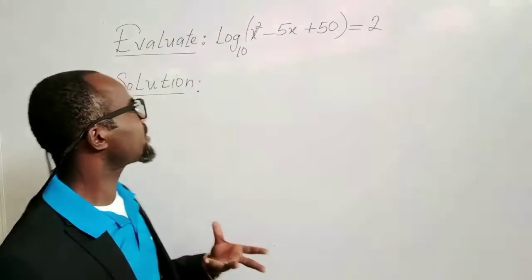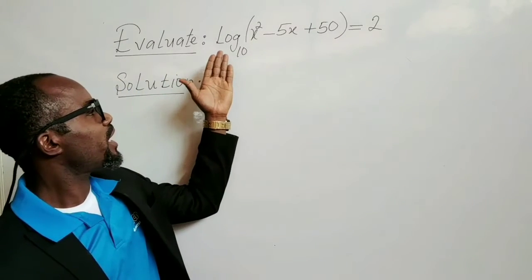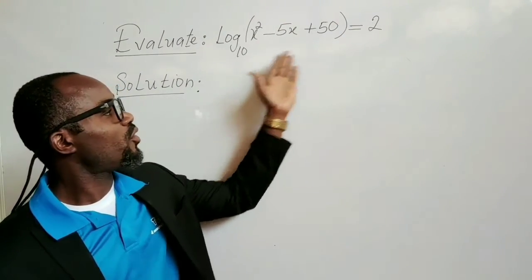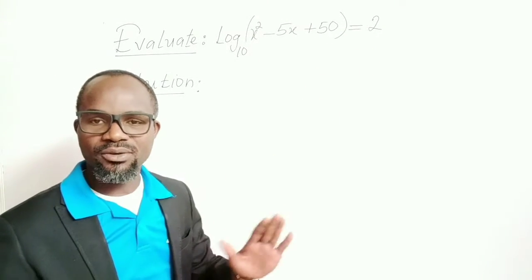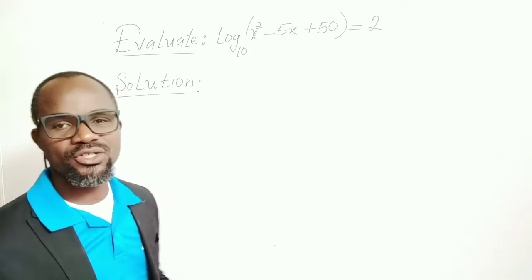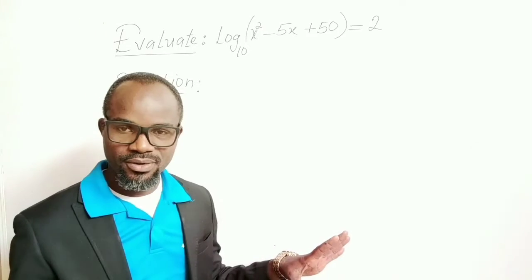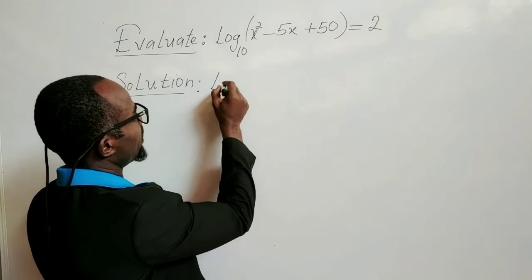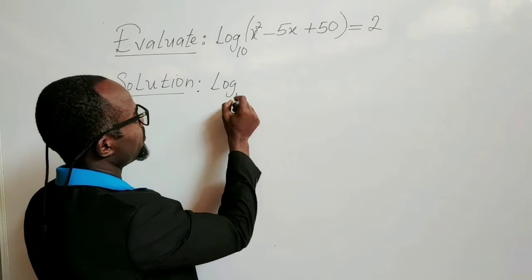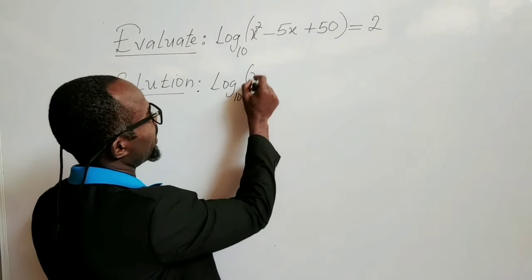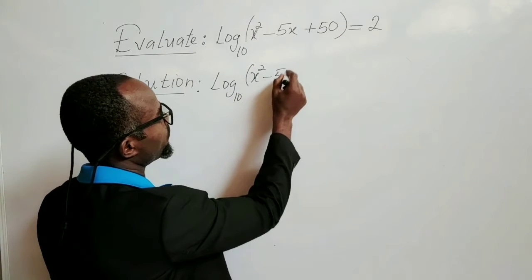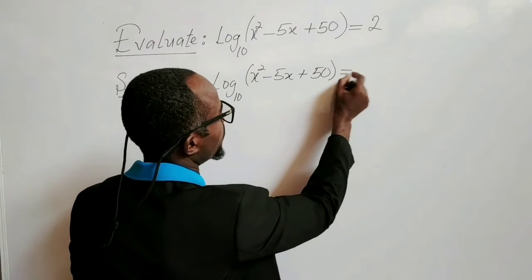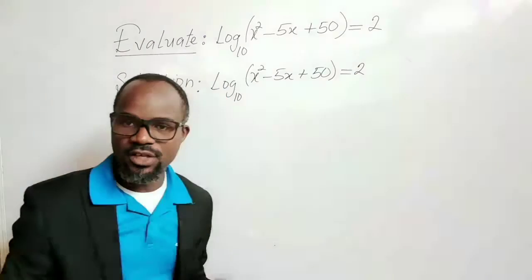Now, the question is very simple. Evaluate log of x squared minus 5x plus 50 base 10 equals 2. Looking at this, you will see that there is something they wanted us to do, and it's very simple. The solution is taken as follows: log base 10 of x squared minus 5x plus 50 equals 2 is the question given.